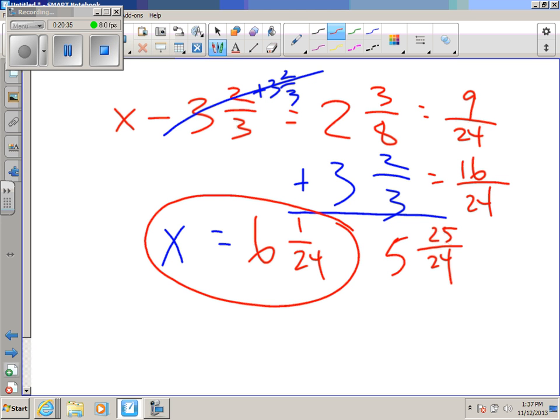Now there is a way you can check it without necessarily having to do the whole problem over again. Because you learned that skill where? Numbers 7 and 8. Numbers 7 and 8 kind of taught you how to estimate a little bit, to round, then estimate real quickly. So 6 and 1/24 for x would round to 6, right? 3 and 2/3 rounds up to 4. 6 minus 4, does it give you somewhere in the neighborhood of 2? Yeah.